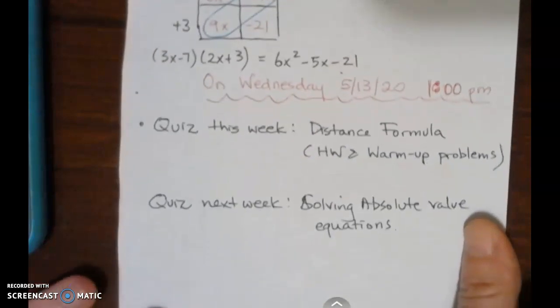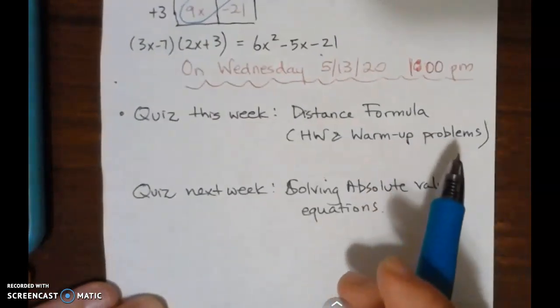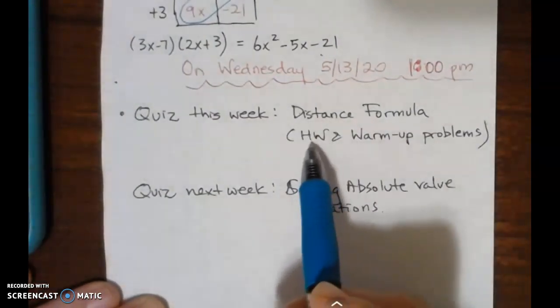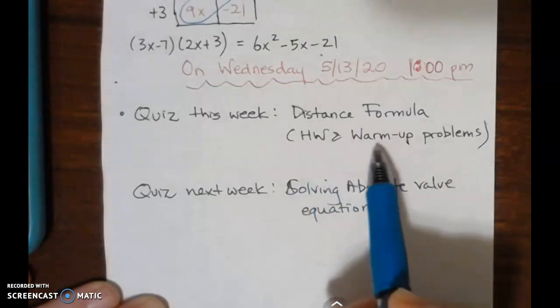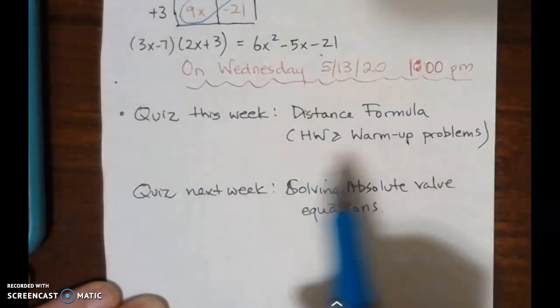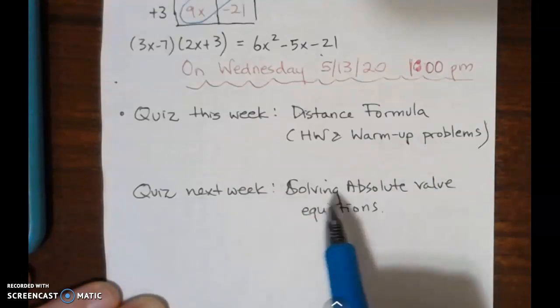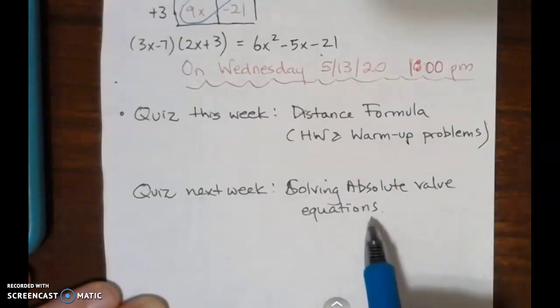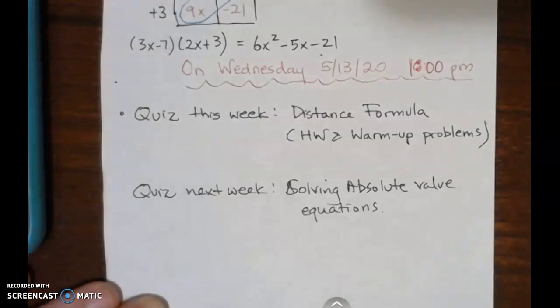What else? The quiz this week is going to be on the distance formula. That's pretty much your homework that you did, as well as the warm-up problems that we're doing today. And then the quiz next week is on solving absolute value equations. This is from today's lesson.